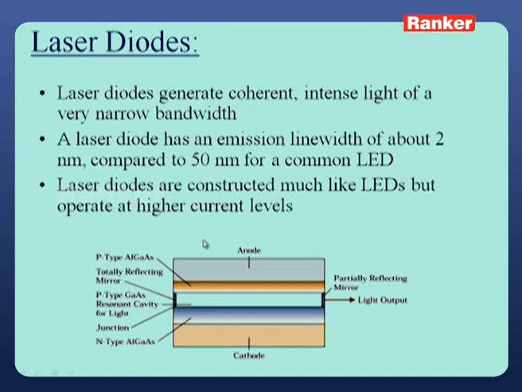This is the laser diode construction, and they are also using aluminum gallium arsenide, N type material, P type material, but they will use very high currents. By applying very high currents, a narrow light output will be generated here, and this is very much sharper and higher in intensity than our LEDs.